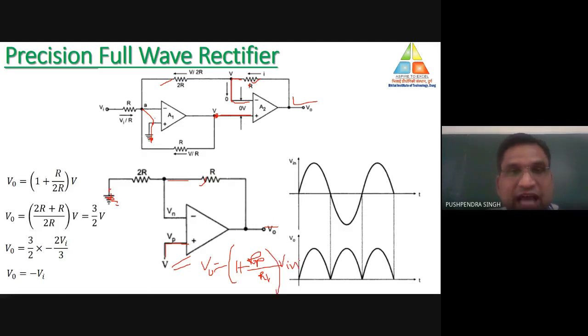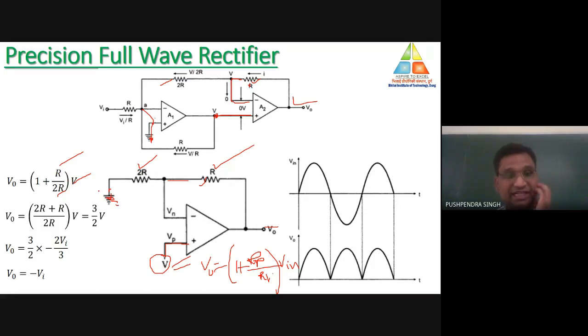What is the value of RF? RF is equal to R. What is the value of R1? R1 is equal to 2R. What is the value of input voltage? Input voltage is this V. So the value of output is 1 plus R divided by 2R into V.